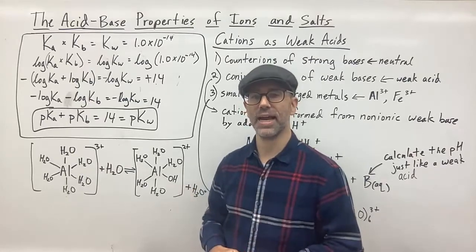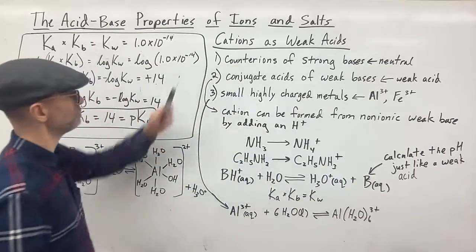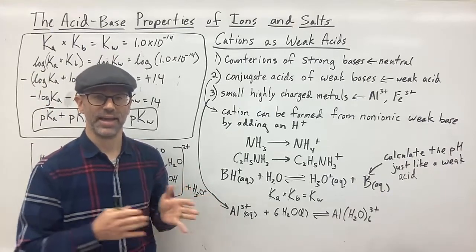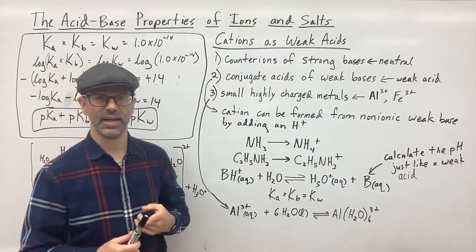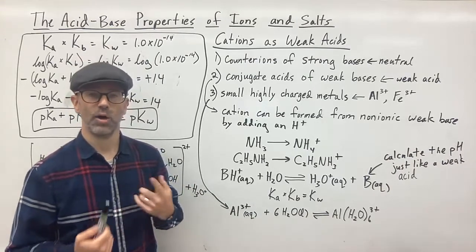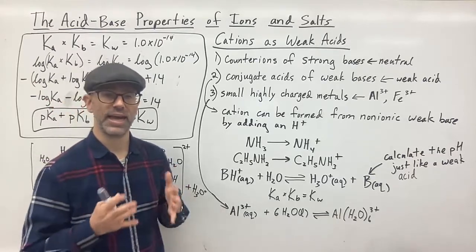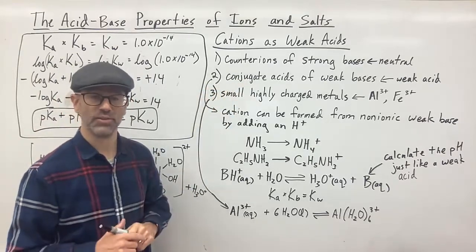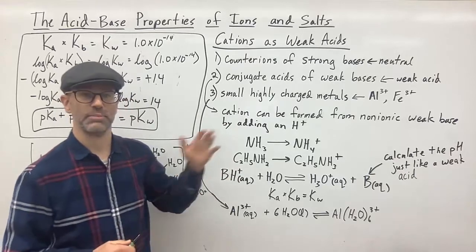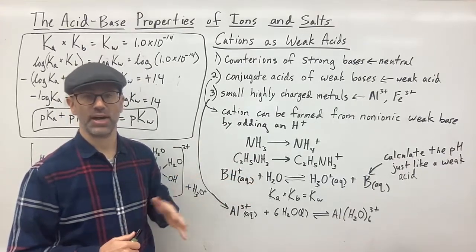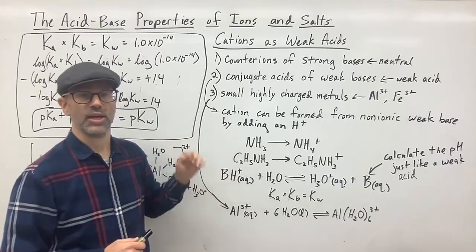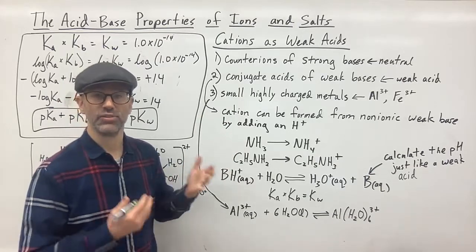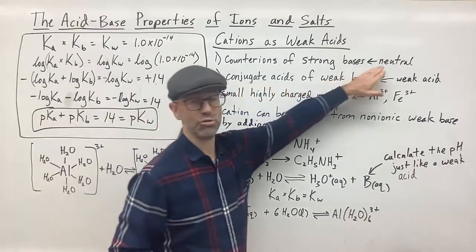Okay, so now let's get into cations as weak acids. Here, the cations can act as weak acids just like the anions can act as weak bases. So either the cation is going to be neutral or it's going to be a weak acid. We can divide the cations into three groups. So either the cation is a counter ion of a strong base. That would be like NaOH or MgOH, so sodium hydroxide, magnesium hydroxide. In those cases, the cation, like sodium in sodium hydroxide, is going to be the counter ion of a strong base. In that case, it's going to be pH neutral.